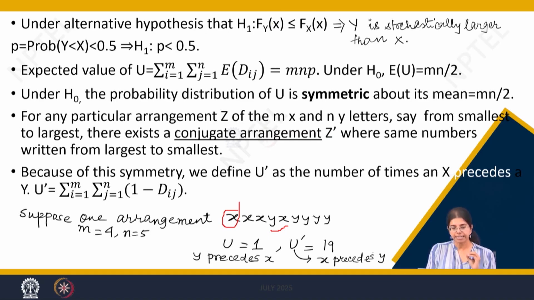But fourth x, that means this x is less than second y, less than third y, less than fourth y and less than fifth y. So for the fourth x, the score will be 4. So altogether, what is the total score? 5 plus 5 plus 5 plus 4. So altogether, this is 19. And that's why this U prime is 19. Clear?